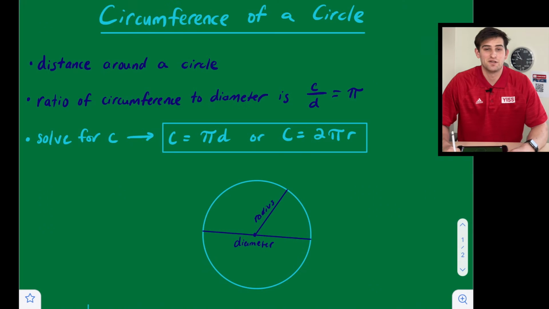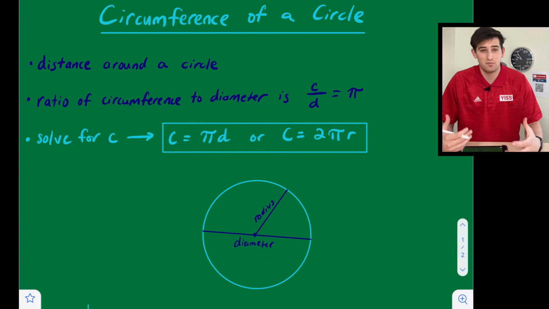Hello everyone, in this video we're going to talk about the circumference of a circle. So what is it and how can we find it? Well, the circumference is very similar to the perimeter of a shape. It's just the distance around. And with a circle, since it's the distance around a circle, we refer to it as the circumference.